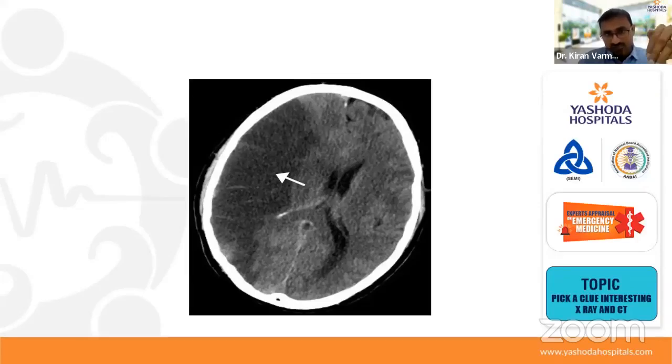Since it is within 3 hours, the patient is in the window period and is a candidate for thrombolysis. Again, the area of involvement is more than two-thirds of the hemisphere. These kinds of cases might be a contraindication for thrombolysis. So when you are going for thrombolysis, it should be done cautiously. No thrombolysis. Very good. Next.